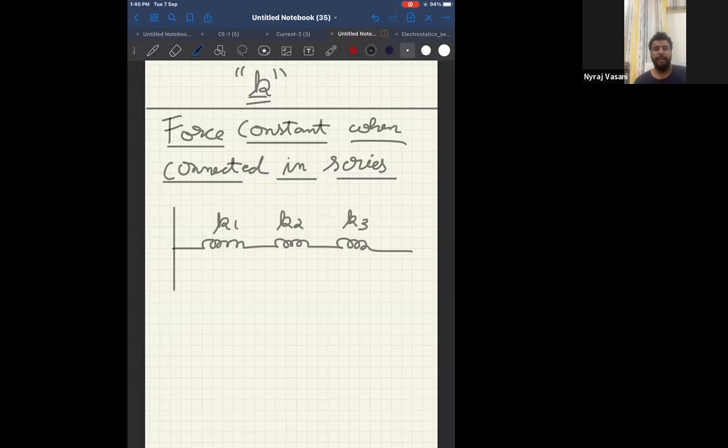Now listen to me. Imagine there are three systems of oscillation. Spring is one system. It has its own force constant K1. This is system 2, which has its own force constant K2. And this is system 3, which has its own force constant K3. Now, what is the overall spring constant of the system? These three are connected in series. When connected in series, the total spring constant is given by 1 upon Ks is equal to 1 upon K1 plus 1 upon K2 plus dot dot dot 1 upon Kn.